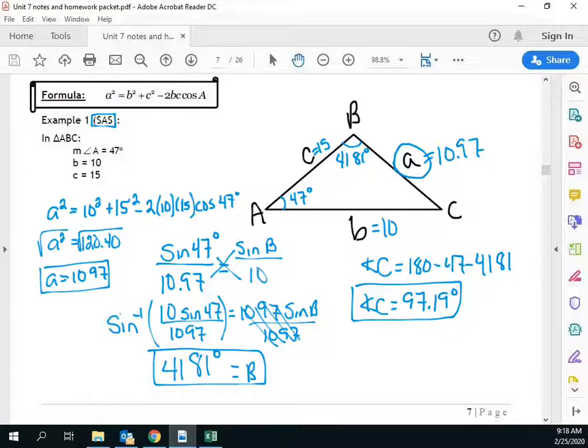Now, again, this is the best case scenario. They gave us side angle side, which is great because when you plug it into the equation, everything on the right side of the equation is all filled in for you. So it's a simple, let the calculator do the work, you take the square root of it, and you're done. Very good? Okay.